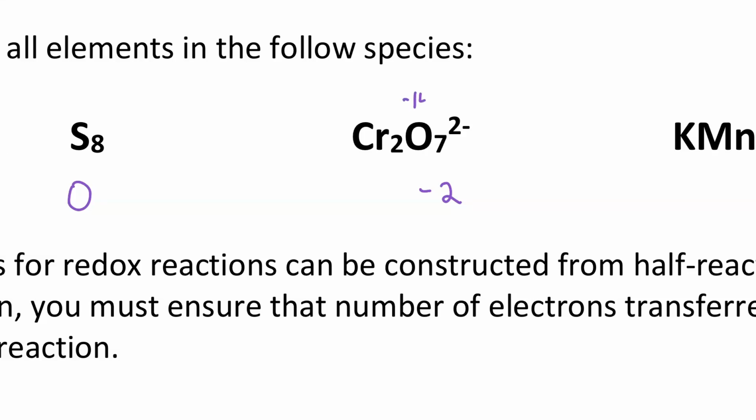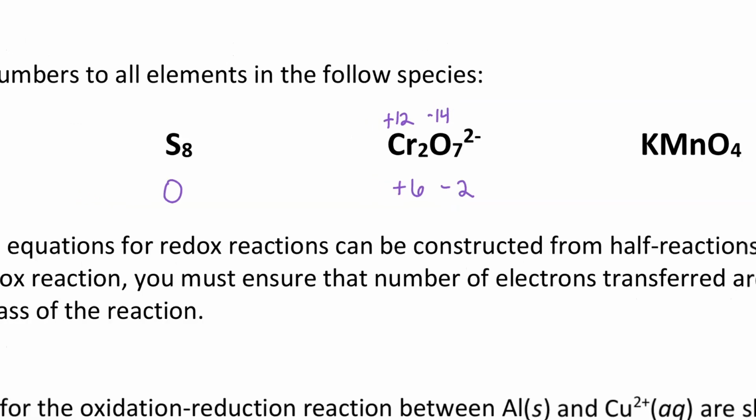-14. Notice how the oxidation number of oxygen is only for one oxygen atom, not for all of them. If we know the dichromate has to be -2 overall, what does the total positive charge have to be? +12. That +12 is split across 2 chromium atoms, which means each chromium is +6.